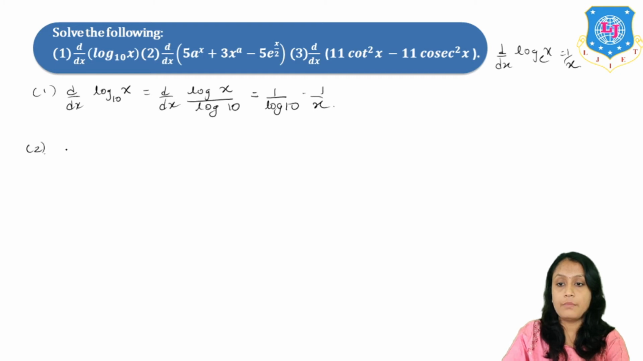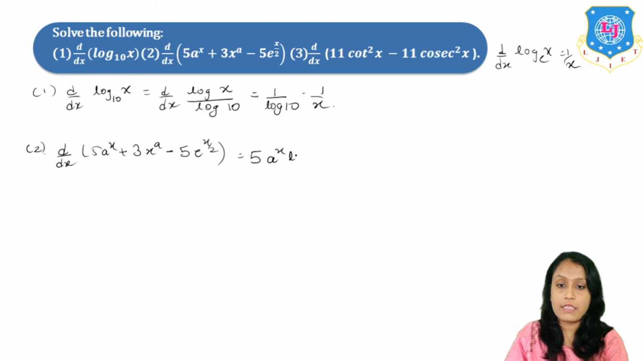Now second example, find d by dx of 5 a raised to x plus 3 x raised to a minus 5 e raised to x by 2. Okay, 5 as it is. Now derivative of a raised to x is what? a raised to x ln a. Okay, now plus 3 as it is. Now a is constant, so we need to apply the formula of x raised to n, that is n x raised to n minus 1. So it will be a x raised to a minus 1. Okay, minus 5 as it is.